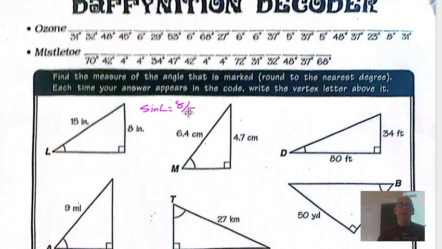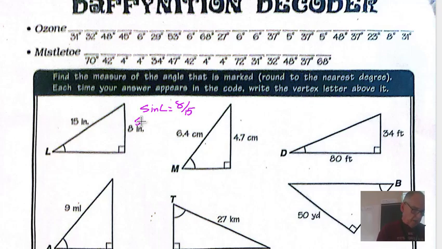So if we did the L one, we've got an opposite over hypotenuse, that's going to be sine. We would have to set up sine of L is equal to 8 over 15. So sine L equals 8 over 15. Now what I could do with the calculator is just do sine minus 1 of 8 divided by 15, and it's going to give me the answer. Or I could do 8 divided by 15 and get the decimal and then look it up in the table, or I could do sine minus 1 of the decimal. But with the calculator, you can do a shortcut.